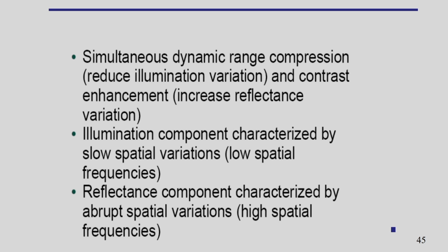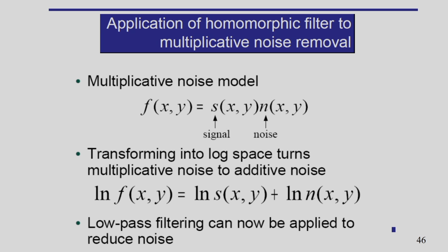So already I have explained this concept, the simultaneous dynamic range compression and contrast enhancement, and the illumination component is a low frequency component, that is slow spatial variations, and the reflectance component is high frequency information. It is characterized by abrupt spatial variations because it varies quickly at the surface boundaries, edges due to varying phase angles. And in this case I can give one example of the homomorphic filtering to remove multiplicative noise.